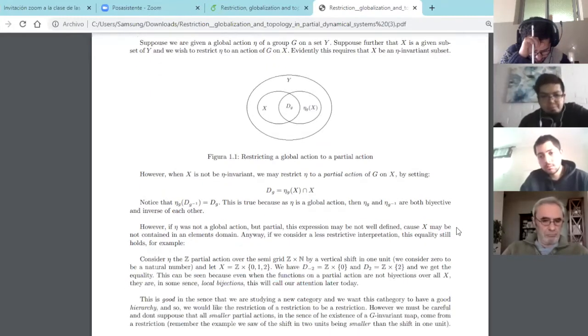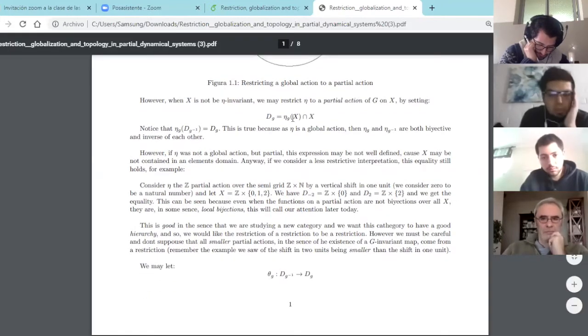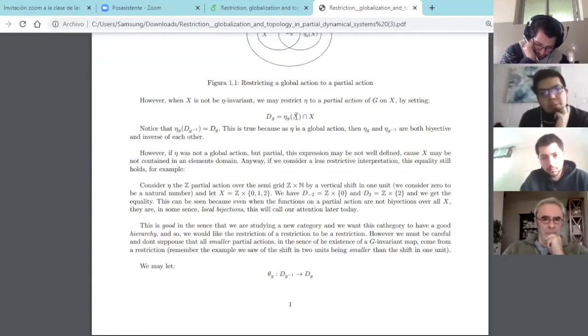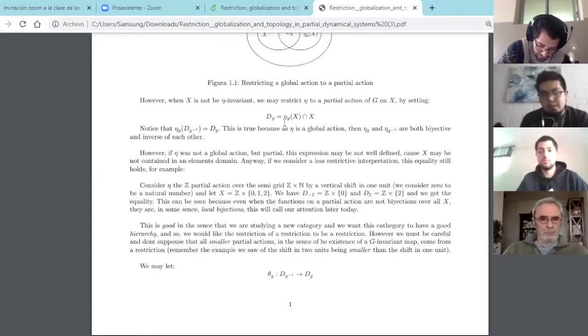However, if eta was not a global action but partial, this expression may have some problems. The first that we see is immediate: X may not be fully contained in the domain of the action, and so this might not be well defined. But if we interpret this in a more open sense, a less restrictive interpretation, this equality still holds.